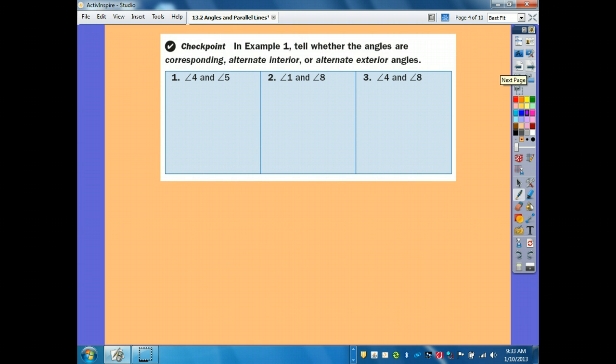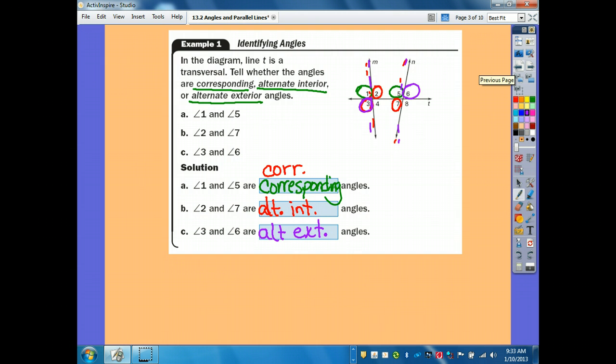Next page. Again, tell me now, are they corresponding, alternate interior, or alternate exterior? Now we go to the 4 and the 5. I'm going to erase this so we can see the 4 and the 5 we need to name now. What do you want to name the 4 and the 5?